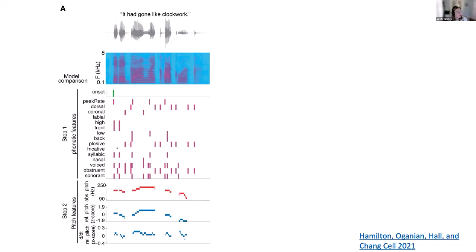Then we also had phonetic features. As I described to you before, these are a reduced way of describing phonological content. And then we also had pitch features, including the absolute pitch of a sentence. So if a person has a high-pitched voice, that's going to be a higher number. If they have a low-pitched voice, it's lower.